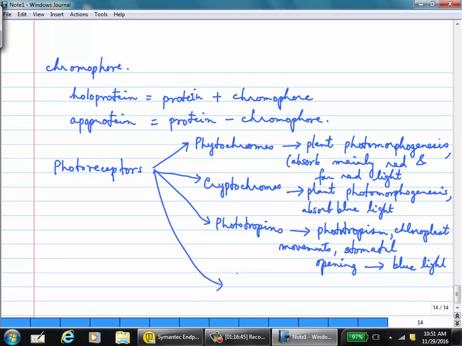And then the last one is UVR8. This is only recently discovered, and this one is responsible for response to ultraviolet light B, UVB. And this one we are not going to worry about. I'm mainly concerned about red light, far red, and blue.